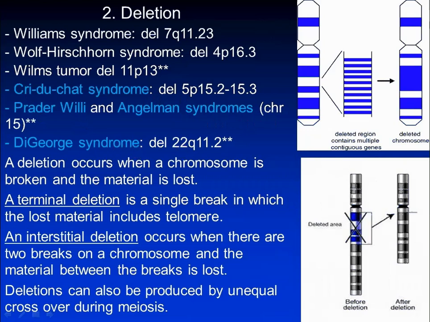A deletion occurs when a chromosome is broken and the material is lost. A terminal deletion is a single break in which the lost material includes the telomere. An interstitial deletion occurs when there are 2 breaks on a chromosome and the material between the breaks is lost, as shown in this picture.